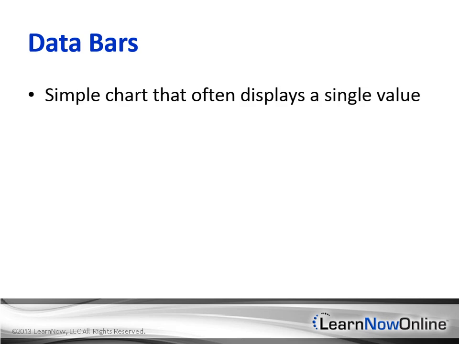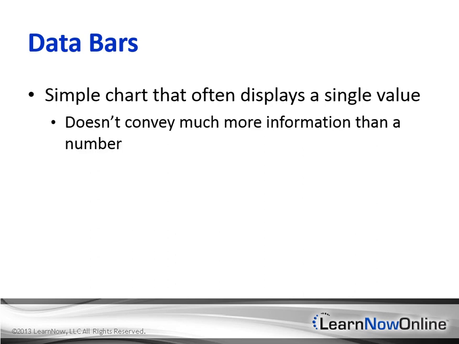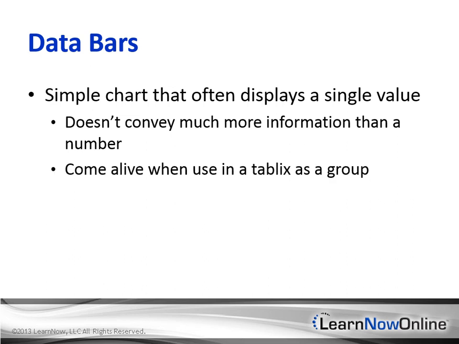A data bar is a simple chart that usually displays a single value. A data bar taken by itself in a single row doesn't convey much more than a single number does. But where they come alive is when you use them in a table or matrix, so that you can view all the bars for all rows together, finding the trends, relationships, and outliers in a series of values. Data bars can be much more effective than just a column of numbers alone.